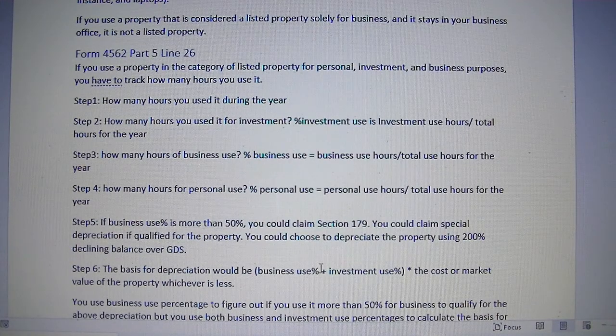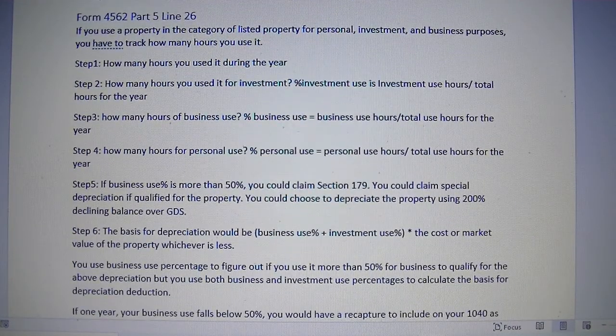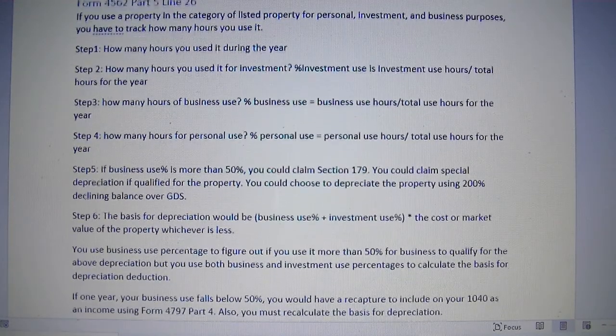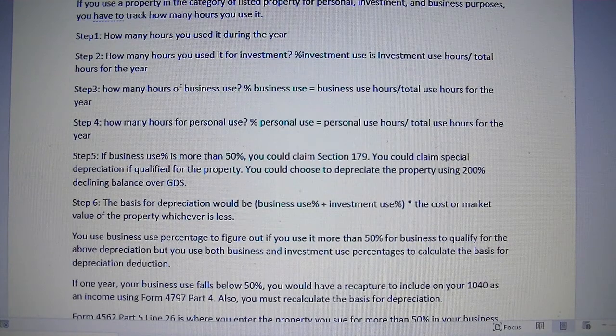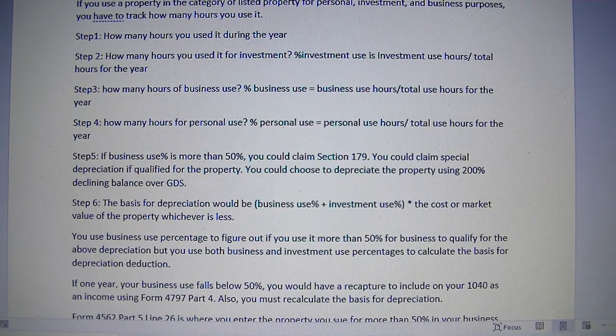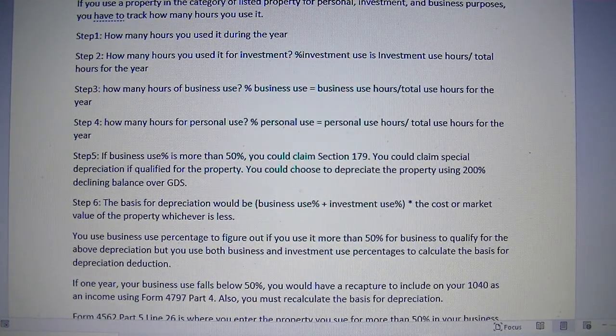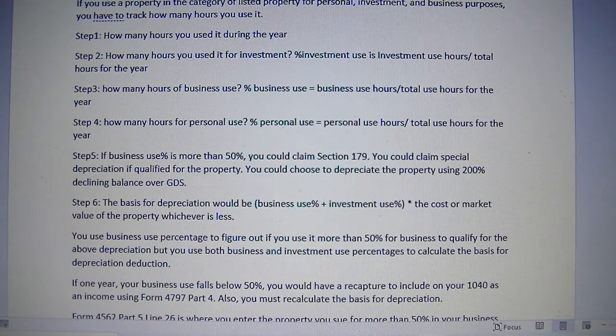So if the business use percentage is more than 50%, you could claim Section 179 if qualified. You could claim special depreciation if qualified as well, depending on the property. And you could choose to depreciate the property using 200% declining balance under GDS, General Depreciation System.